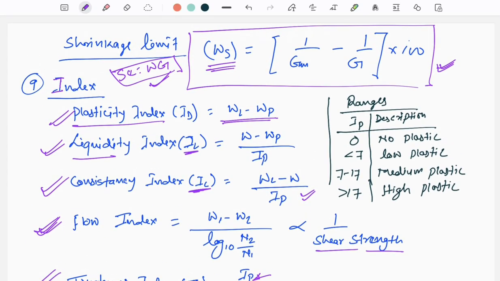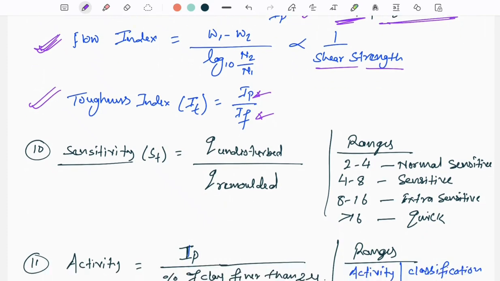There is a range for this plasticity index. If the plasticity index is 0, then it is non-plastic. If it is less than 7, it is low plastic, and if between 7 and 17, it is medium plastic, or if it is greater than 17, it is high plastic. So this is the range of the plasticity index.